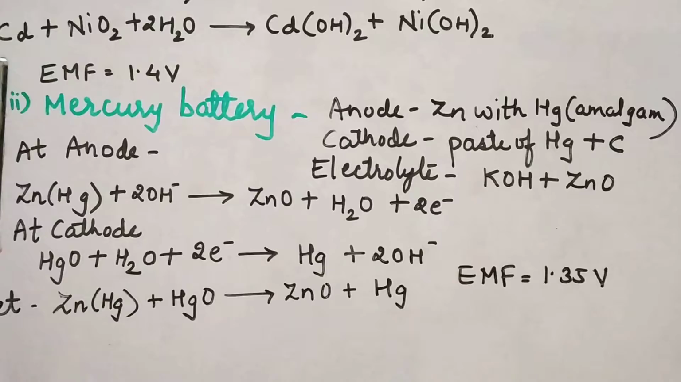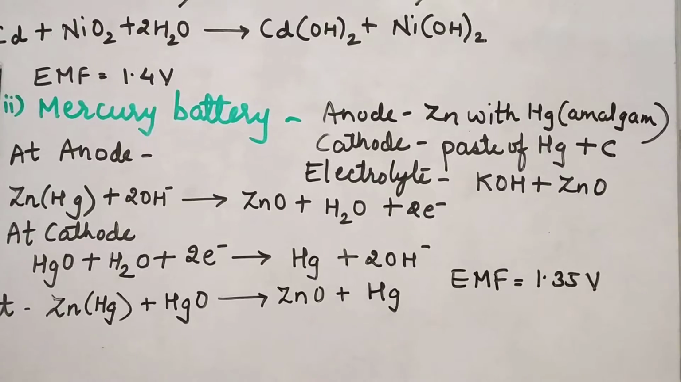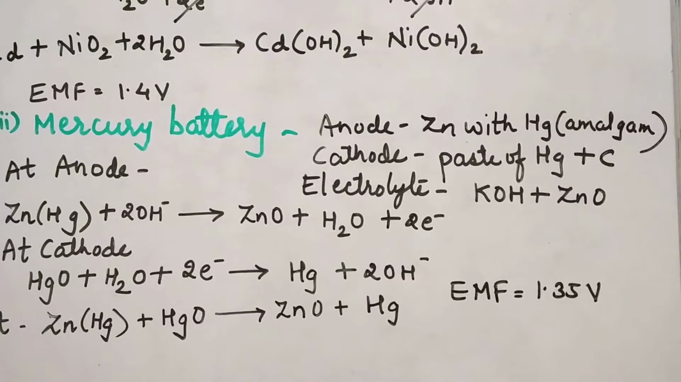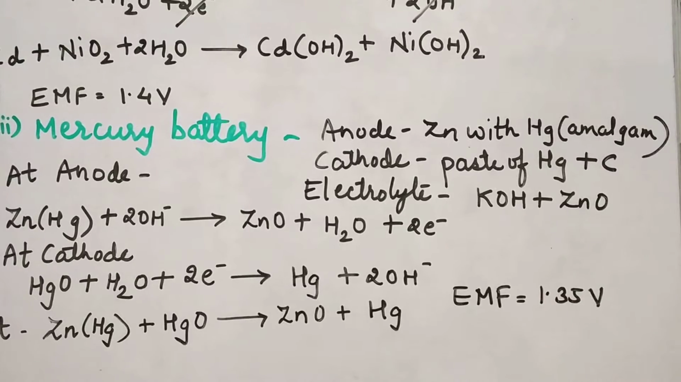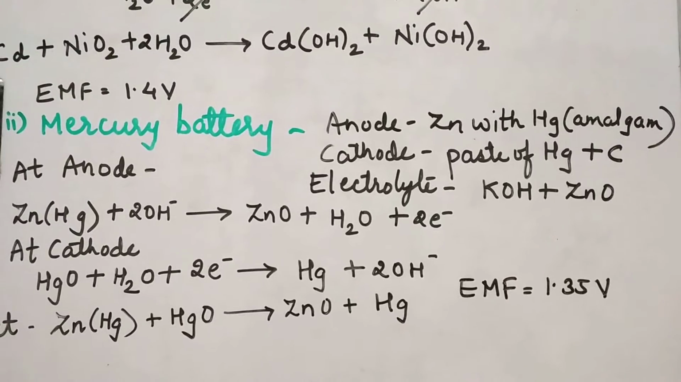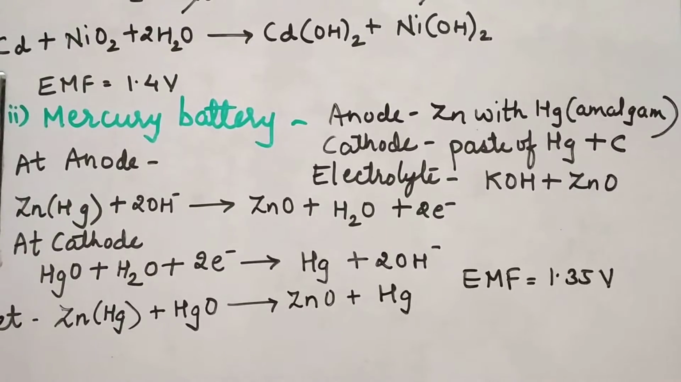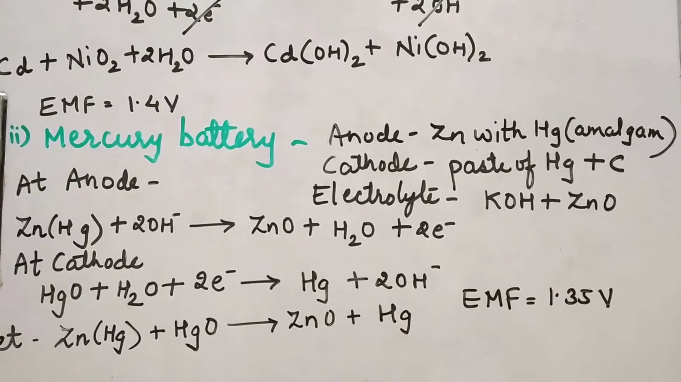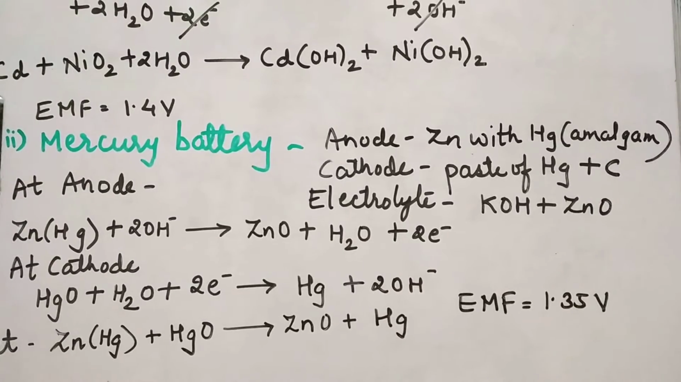Second is the mercury battery. The mercury battery is again a type of secondary voltaic cell. In this, the anode that is used is zinc with amalgam. What is amalgam? Mercury. So zinc with mercury, you call it a zinc amalgam, is acting as anode, and the cathode is a paste of mercury with carbon. The electrolyte that is used is KOH with zinc oxide, that is, an alkali is used with zinc oxide paste. This is acting as electrolyte. So again, there is no diagram in the textbook. You can see it is page number 112 in the textbook. There is no diagram or anything given.